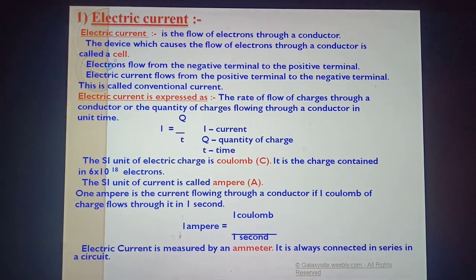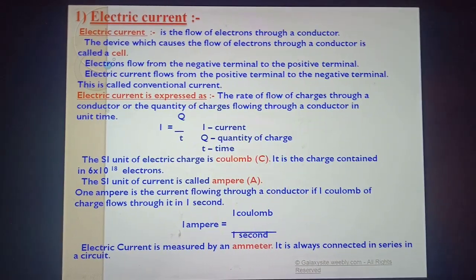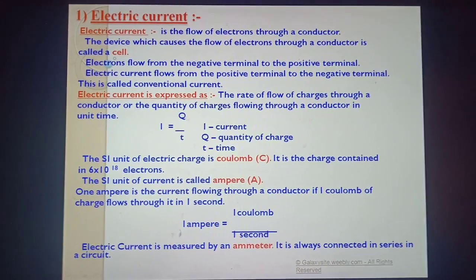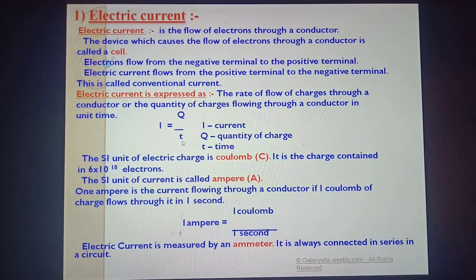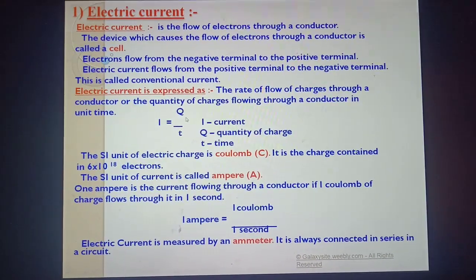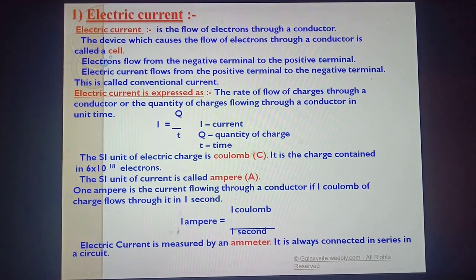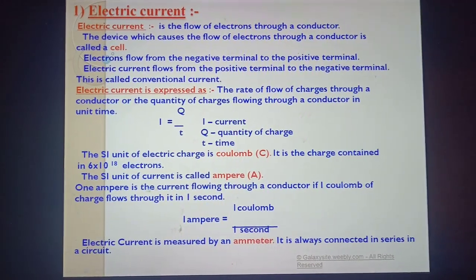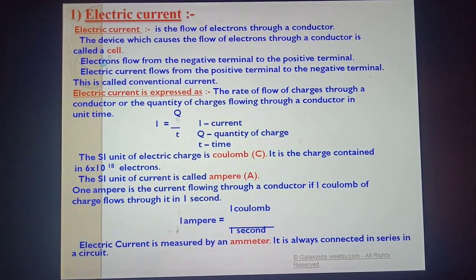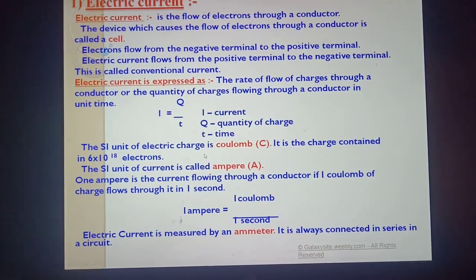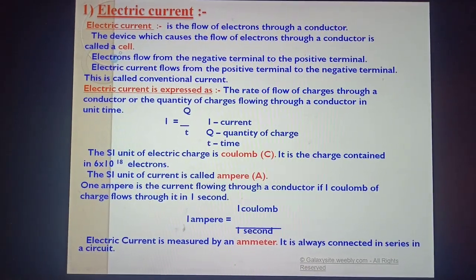Now let us come to another point, the rate of flow of charge through a conductor in unit time. That is I equal to Q upon T. Now Q is the quantity of charge, which is measured in coulombs. So we can say coulomb per second, or coulomb upon time, and that is called the ampere. So the SI unit of current is the ampere.